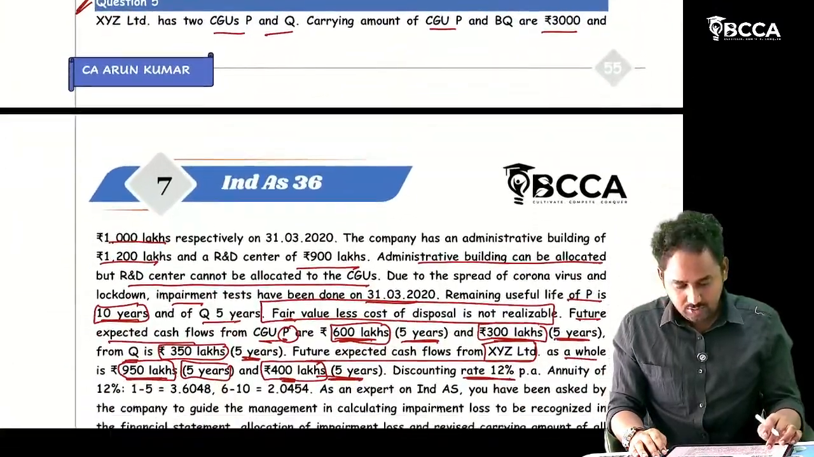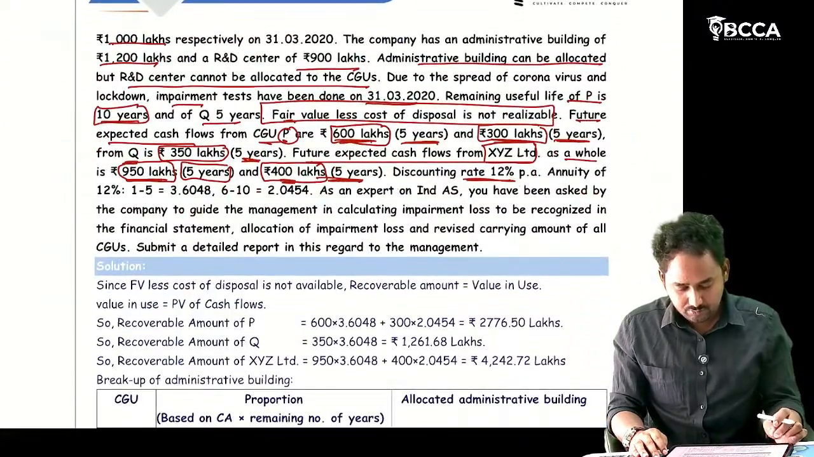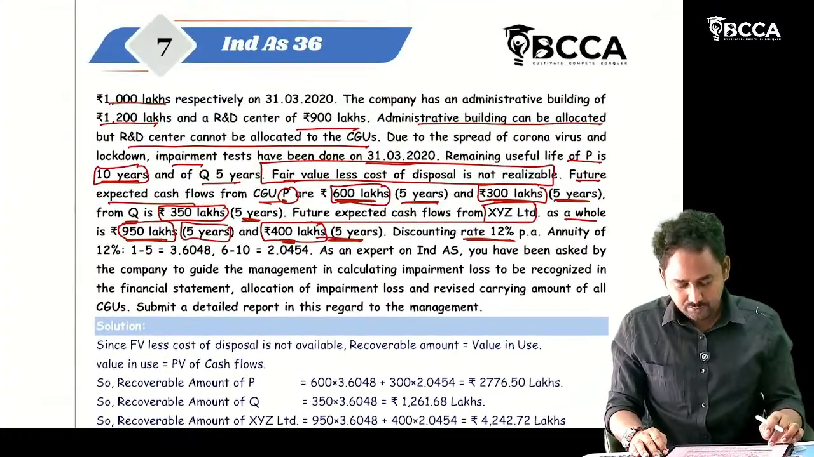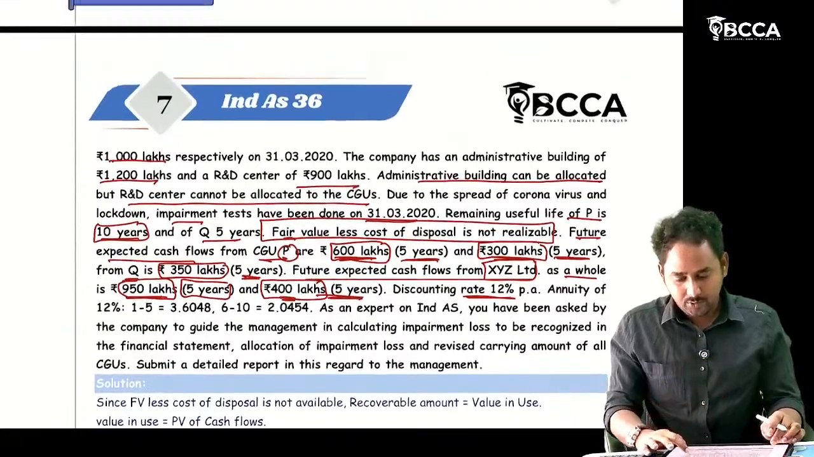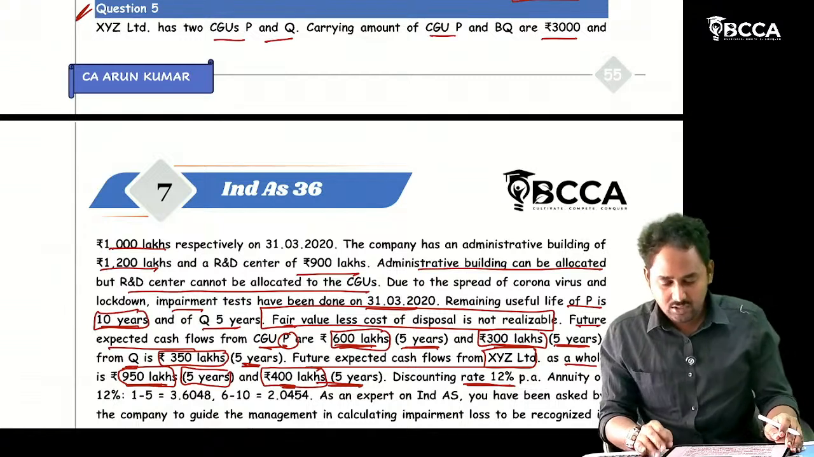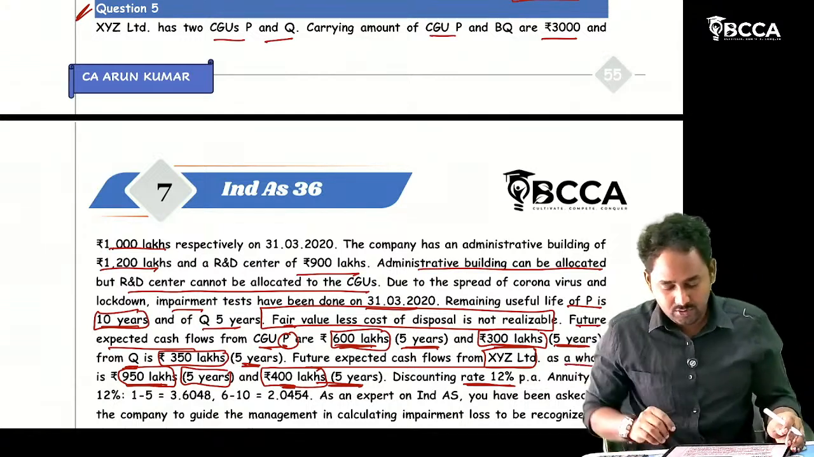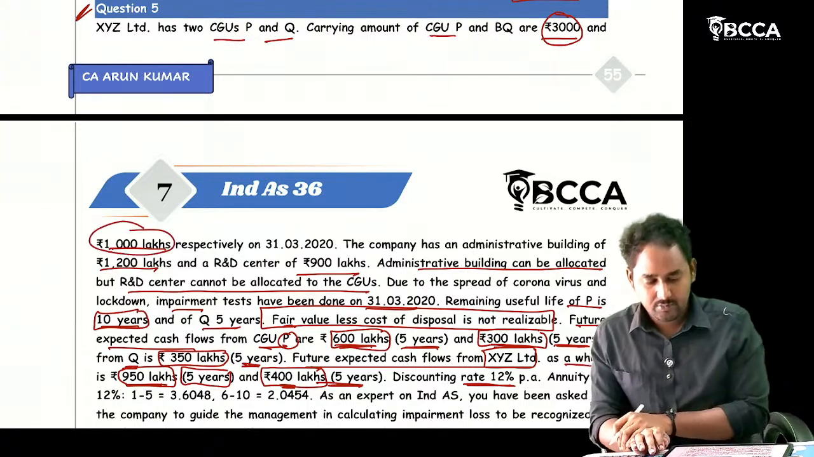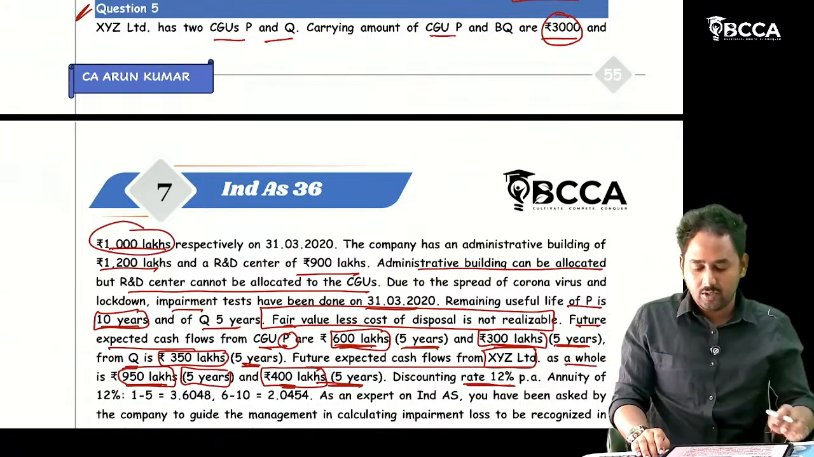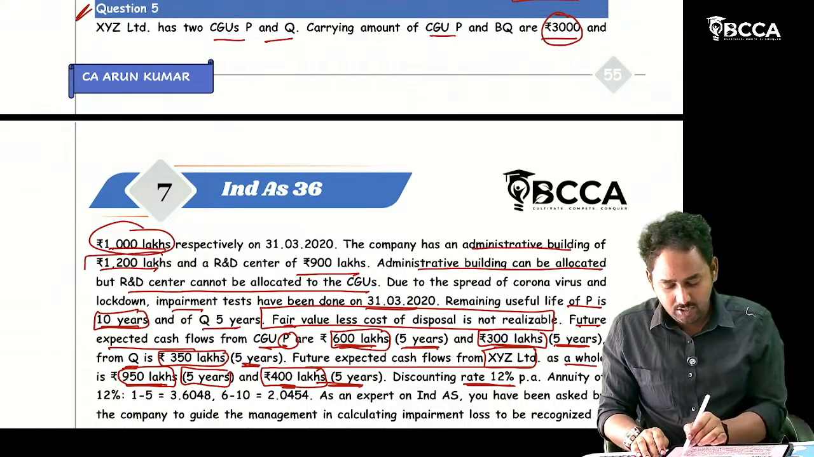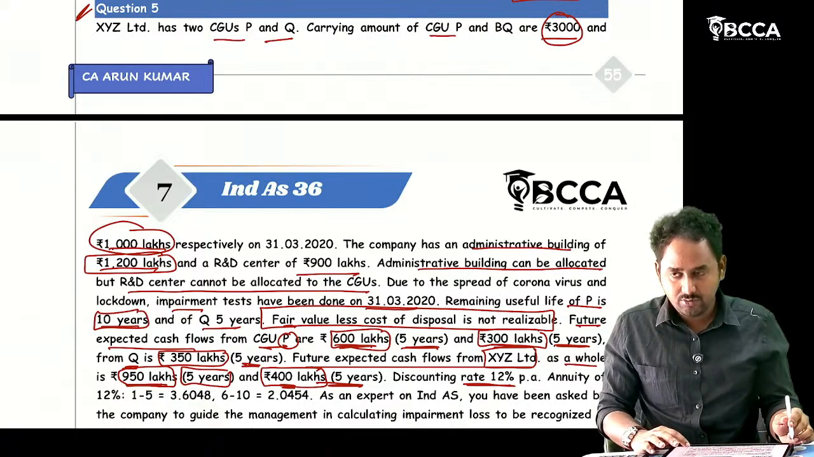So let's solve this problem first. What are the steps here? Carrying amounts of the CGU, P and Q: 3,000 and 1,000 respectively. After that, I should allocate the corporate asset, administrative building, 1,200 lakhs. In which ratio?